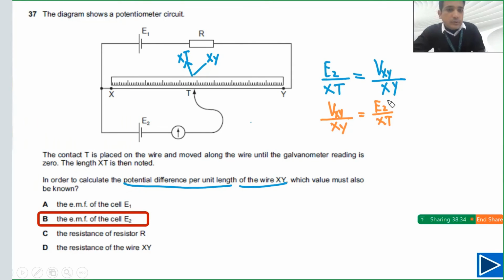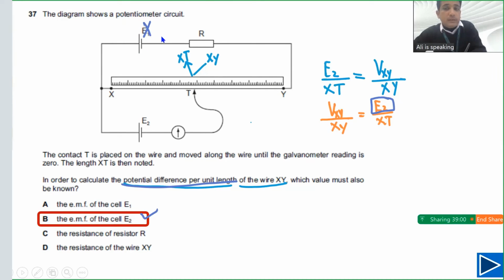If I have only this value, I can answer this question. So that's the reason the answer has to be B. If E1 is given to you, you also need the resistance of this one. You cannot figure out the potential difference from E1 alone, because you also need to figure out this resistance. Then you can find the potential difference across this. So it means no use of E1.